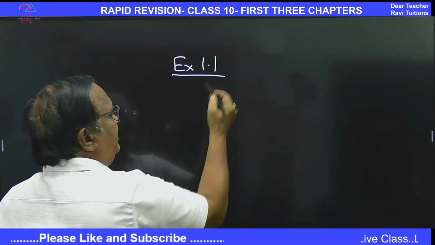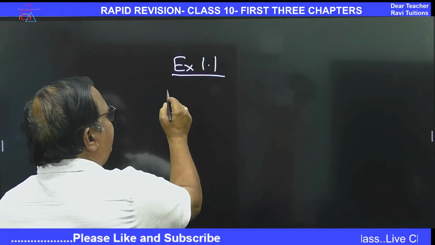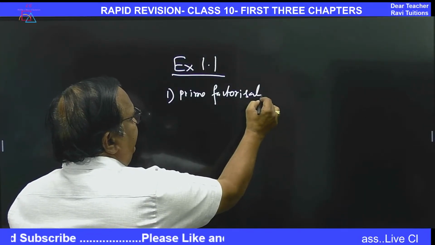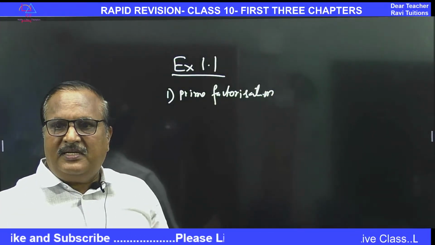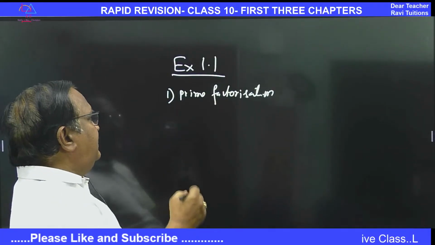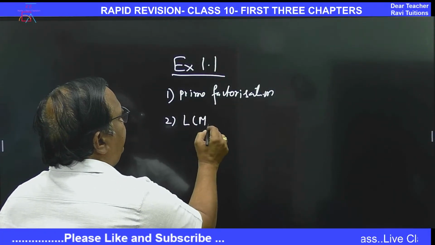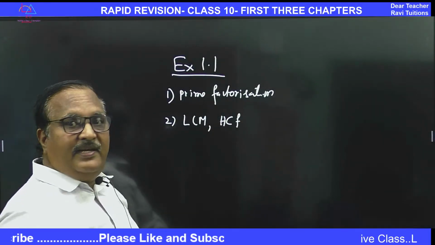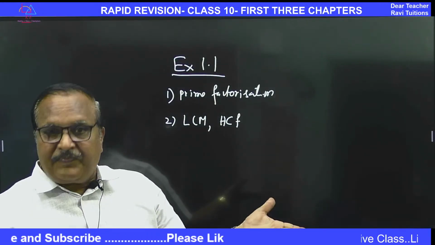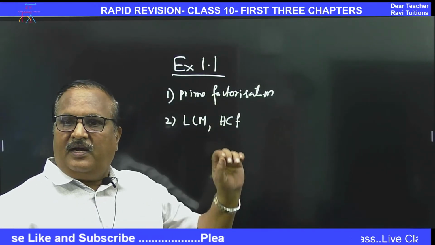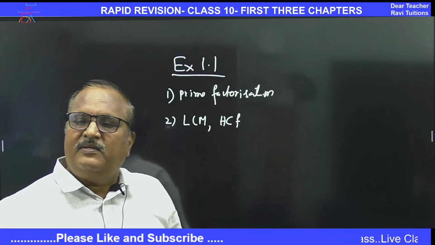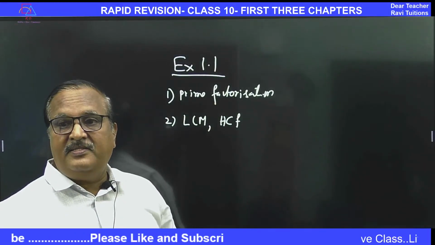Exercise 1.1 has prime factorization, expressing a number in its prime factorization. This is one concept, prime factorization, that means you have to express the given number as a product of prime factors, correct? And the second one is finding LCM and HCF. These are the two concepts, and you have questions only on these, right? And some simple arithmetic rules, on which there are one or two questions. An easiest exercise.